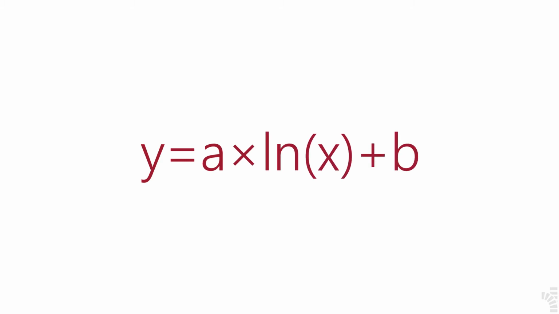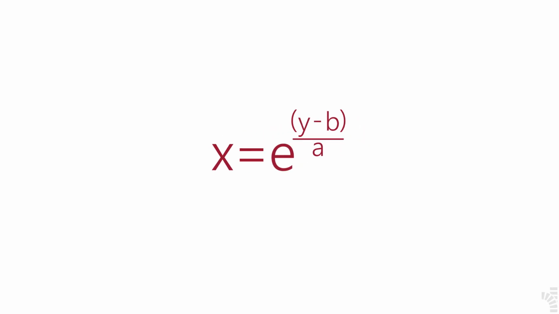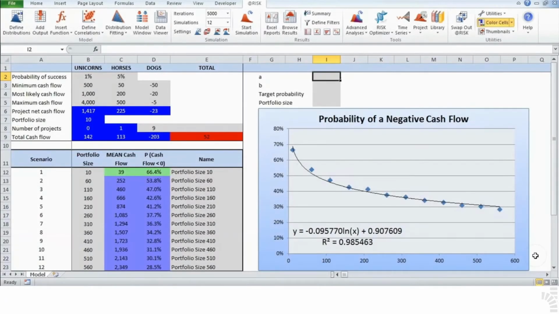Given the following standard equation of logarithmic nature, y equals a times the natural logarithm of x, plus b, solving for x requires the following equation: x equals e to the power of (y minus b) divided by a. Given that x equals the number of projects in the portfolio, then y equals the probability of having negative cash flows. We can observe in the chart the two terms calculated by Excel.